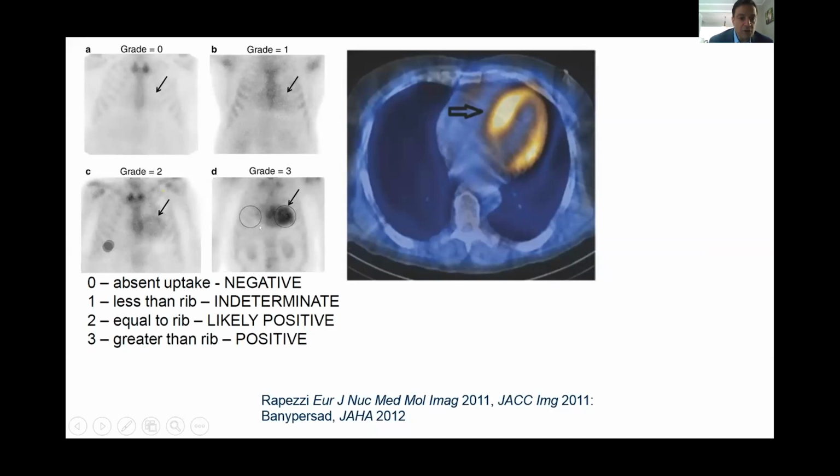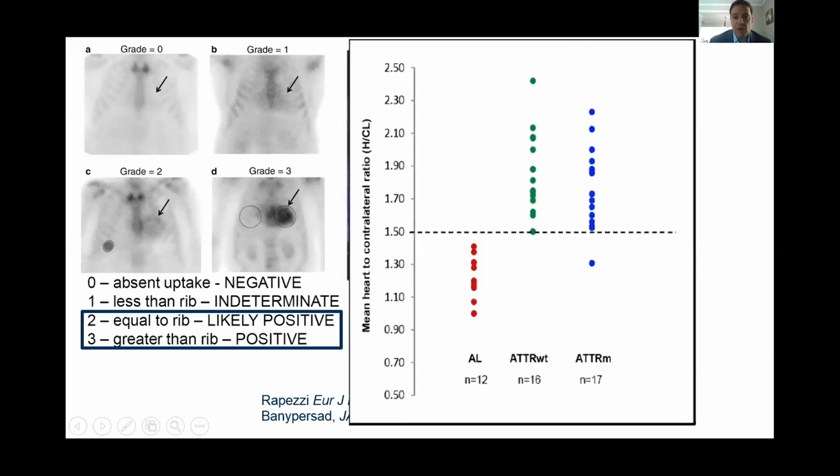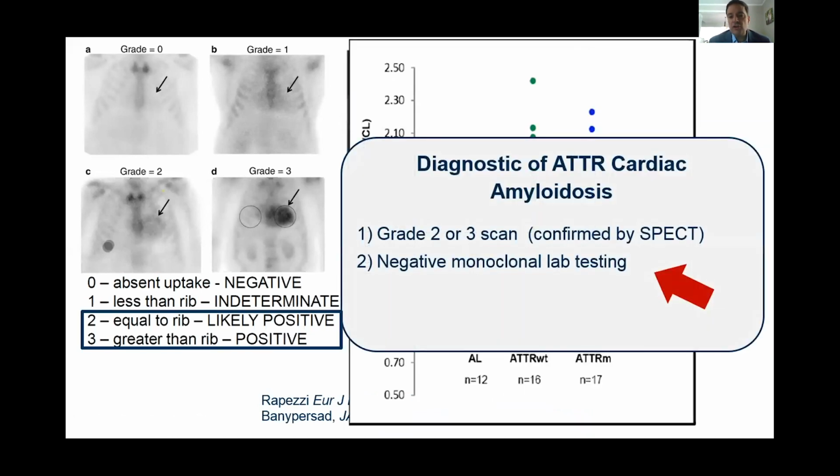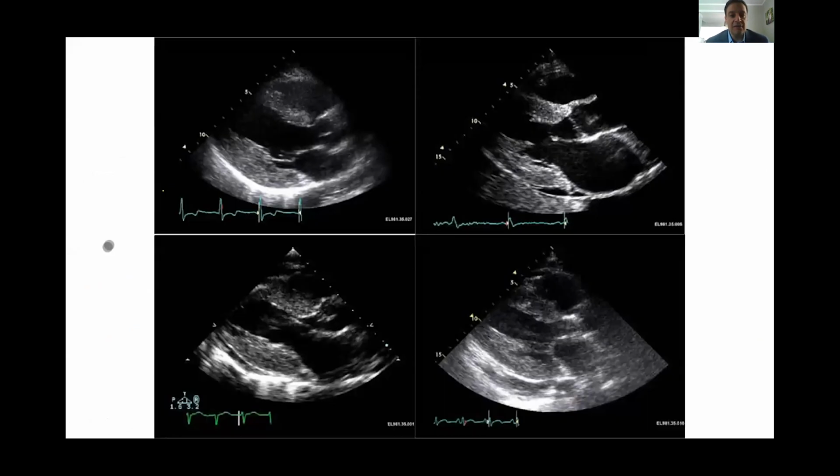There's a grading system with these technetium pyrophosphate scans, which we hear about on Friday. Basically, if you have grade 2 or 3 uptake confirmed by SPECT, and you have what's called a heart-to-contralateral ratio that's higher than a certain amount, in the setting of negative monoclonal lab testing, meaning you've excluded AL, because remember, AL can give you uptake, you can actually diagnose ATTR non-invasively.